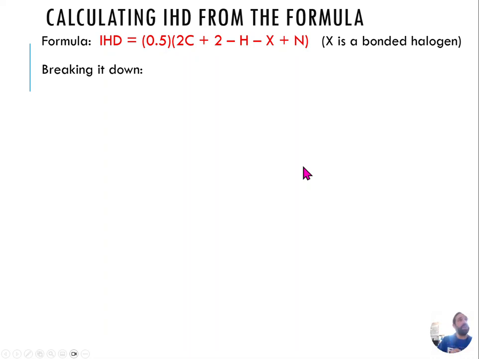So to do that, we can use an equation. The equation is the IHD is equal to 1/2 times (2 times the number of carbons plus 2 minus the number of hydrogens minus the number of halogens plus the number of nitrogens), with X just being a bonded halogen. So it could be fluorine, chlorine, bromine, or iodine.